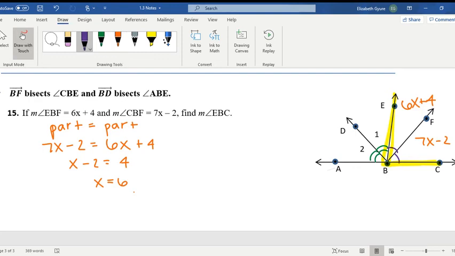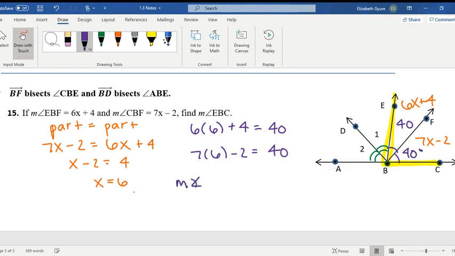So I'm going to plug this into 6x plus 4. So 6 times 6 plus 4 is going to give us 36, plus 4 is 40. So this one is 40 degrees. And then plug it into the next one. 7 times 6 minus 2, that's 42 minus 2, also 40. So that tells us, yes, we did this correctly. And then just add up your parts. So the measure of angle EBC is going to be 40 plus 40, which gives us a total of 80 degrees.